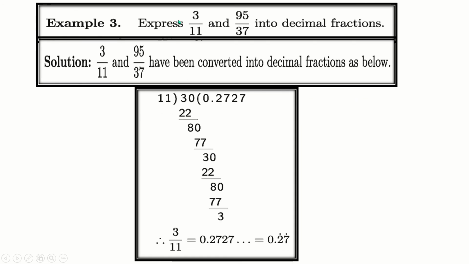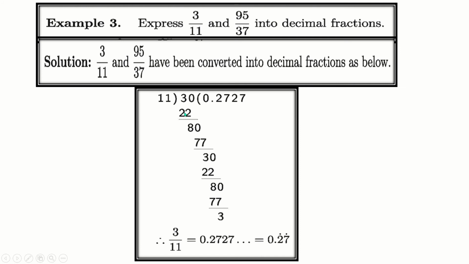Example 3. Express 3 by 11 and 95 by 37 into decimal fractions. Here two fractions are given, we just have to divide. Here 3 divided by 11 means we have to divide 3. Here will be 11 and here will be 3. As 11 is greater than 3, so we take a decimal point here. As a result, here will be 30 and dividing 30 by 11 we get 2 times, so here will be 22 and here 2.